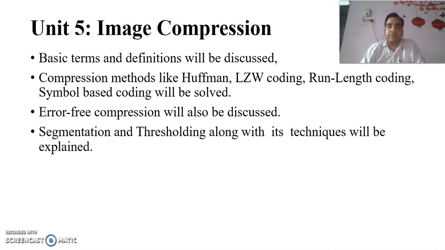So we will discuss the various tools, technologies, and algorithms which are used for the compression of images and videos, such as Huffman coding, LZW coding, and run length coding. All these algorithms will be discussed for image compression. Then error-free compression will also be discussed. The last topic we will discuss in Unit 5 is segmentation and thresholding. All the details of how these things will be implemented will be covered when the subject is running.